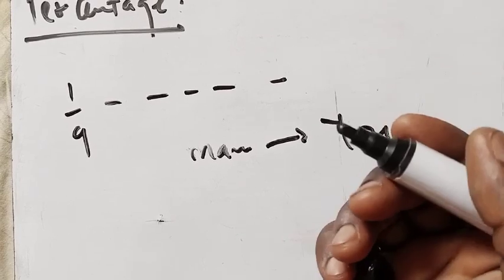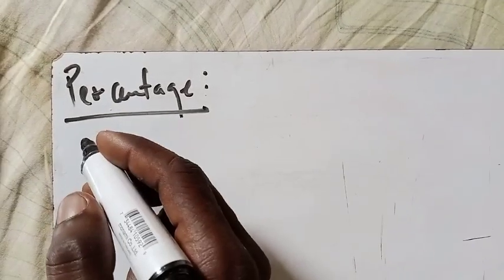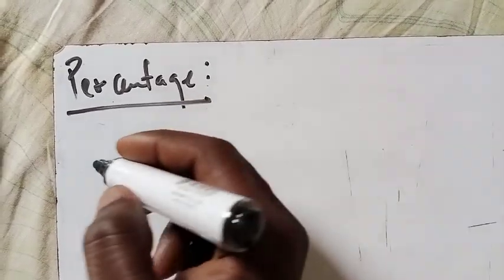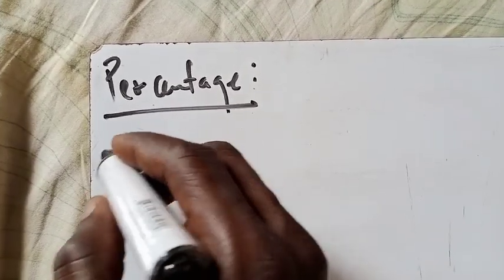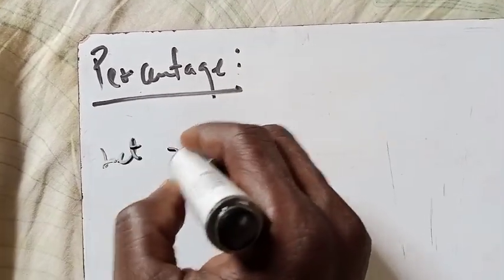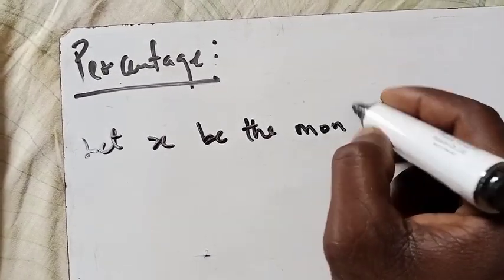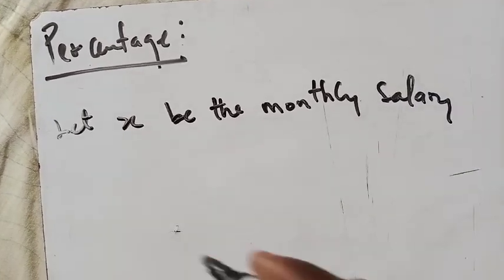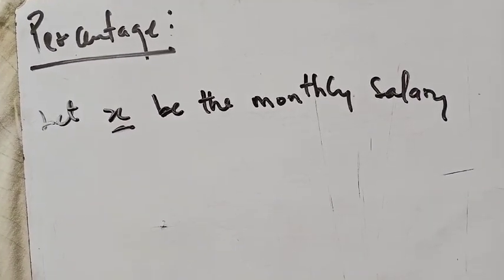So in mathematics, this is how it goes. If you don't know something that has been given to you, you always represent it by a variable of your choice. The common letter that mathematicians use is the letter X. So here we can say let X be the monthly salary, because we don't know this figure. So the X is going to be the monthly salary.